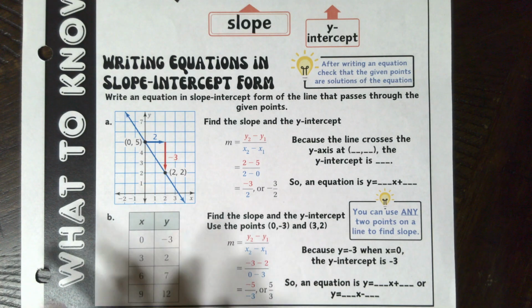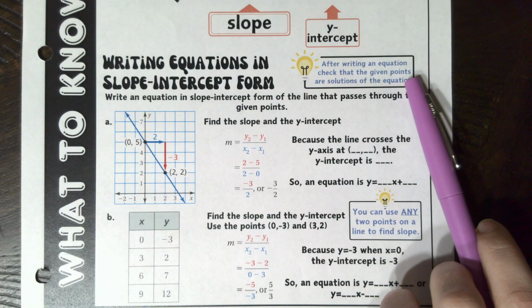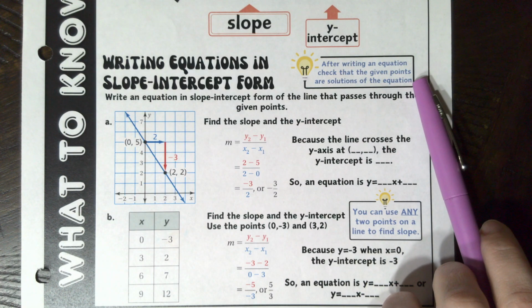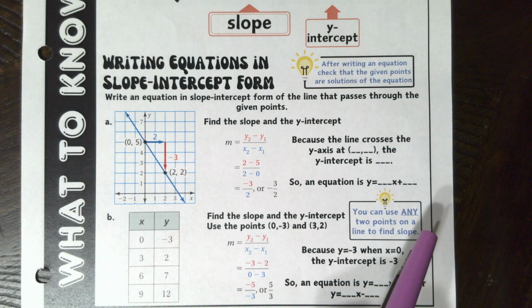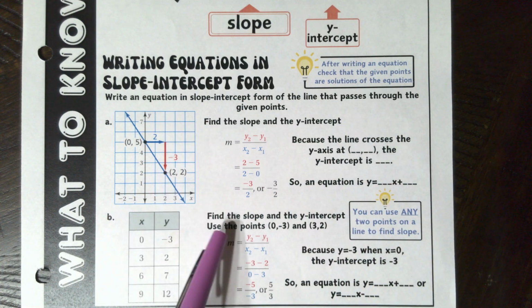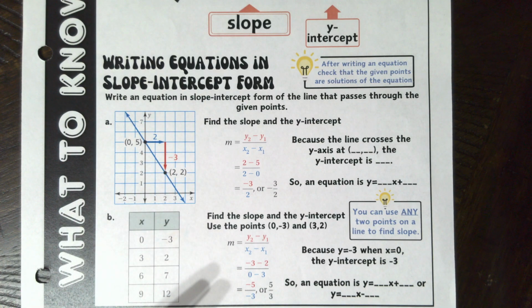to be able to find our equation? Okay, so a couple tips that I want to share with you is that after writing an equation, check that the given points are solutions of the equation. So once you write your equation, make sure that you can go back and put that information back into either the graph or the table and it makes sense. Because if it doesn't make sense, then we've messed up somewhere along the way and we need to fix it.